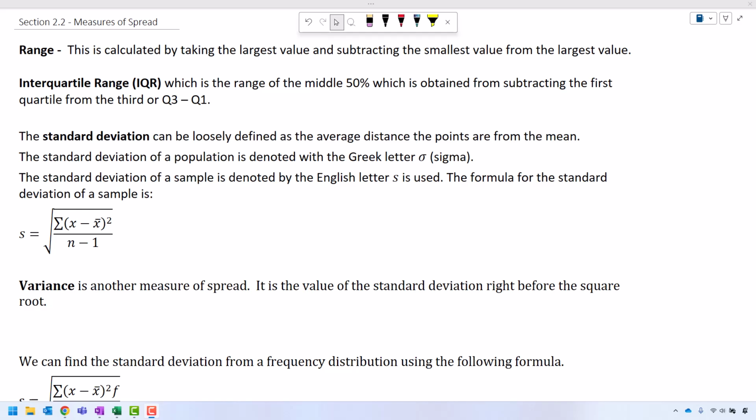All right, I want to welcome you to section 2.2. We've got some measures of spread to talk about here, and the first one is range. The range is really just how spread apart the data is. So you just take the largest value and subtract the smallest value.